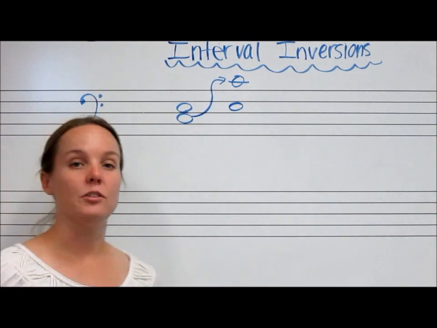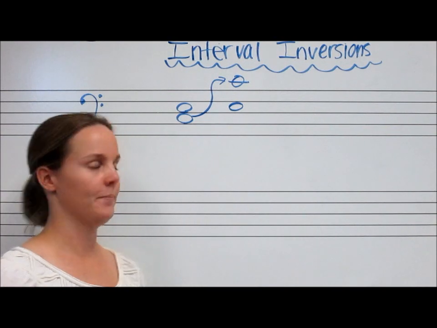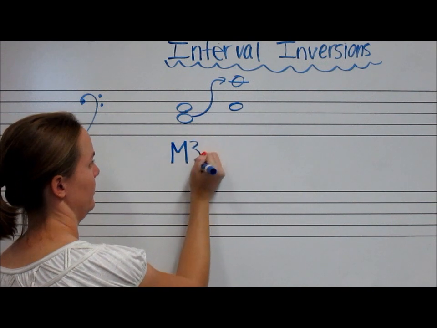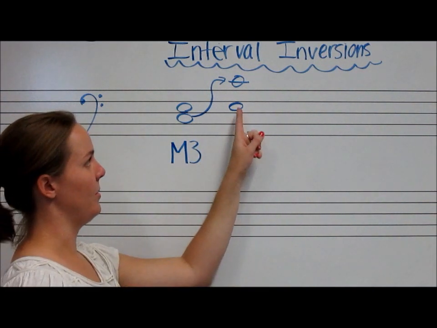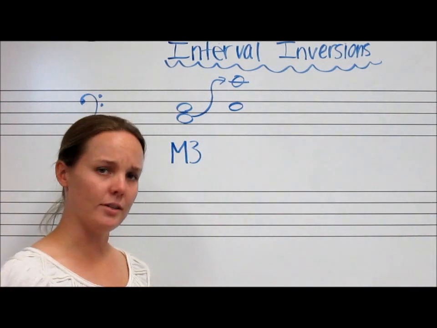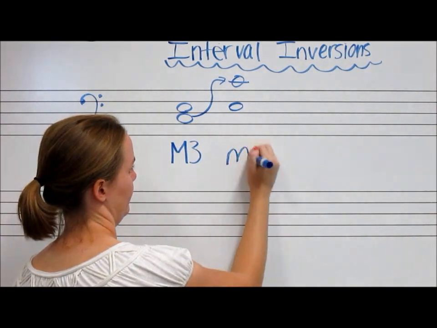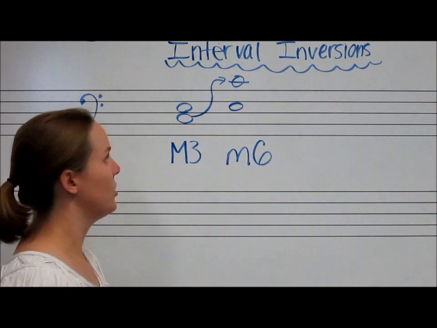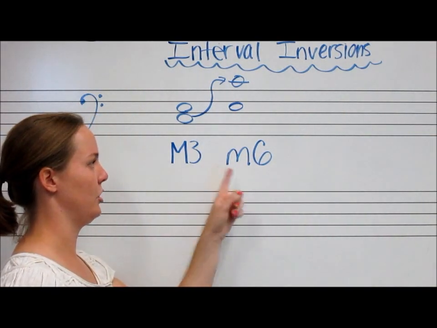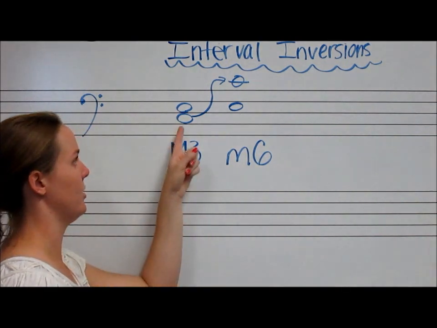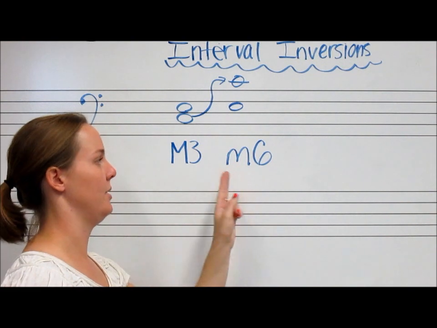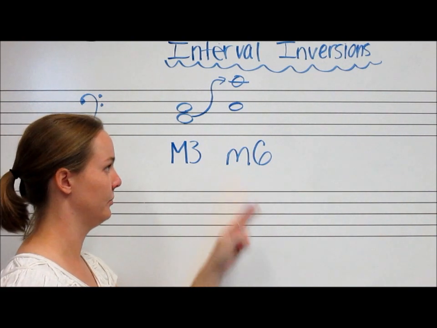So a couple things you need to know about interval inversions. When you start out here, you've got a major third. From E to C natural is actually a minor sixth. So when you invert your interval, the quality is going to change, all right? So if your interval is starting out major, when you invert it, the new quality is going to be minor.